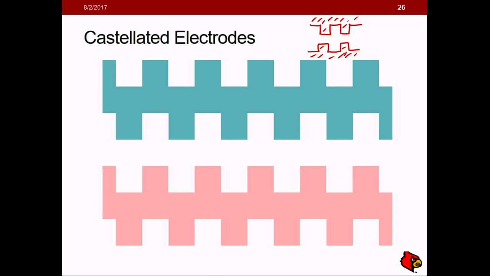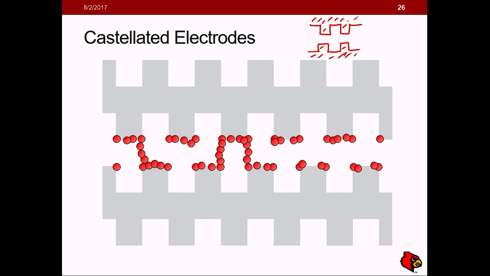You apply your electric field. Positive dielectrophoresis is shown here. Particles are more likely to migrate to the corners. You may have pearl chaining. Negative dielectrophoresis, think about where the voids are. Think about where the nulls are in the system. And they're in those cavities. So these are for castellated electrodes.